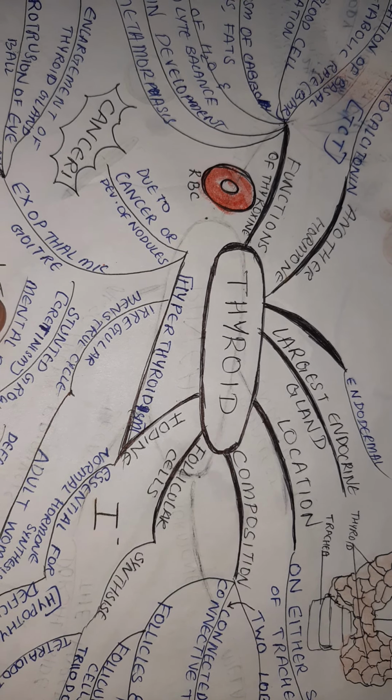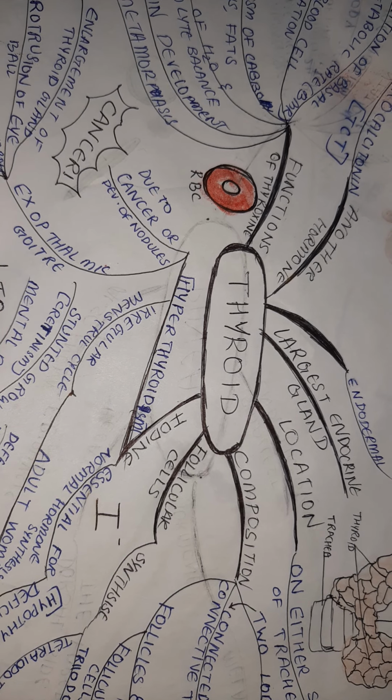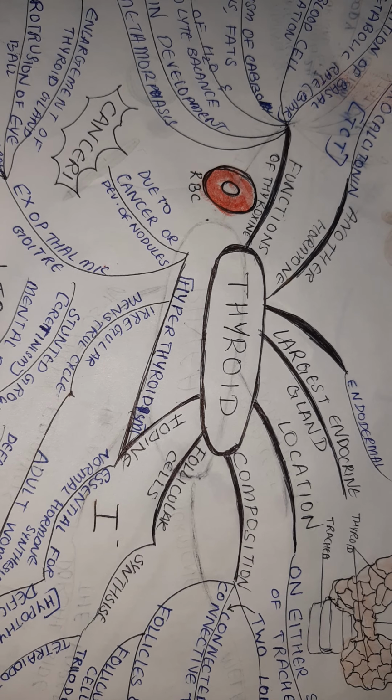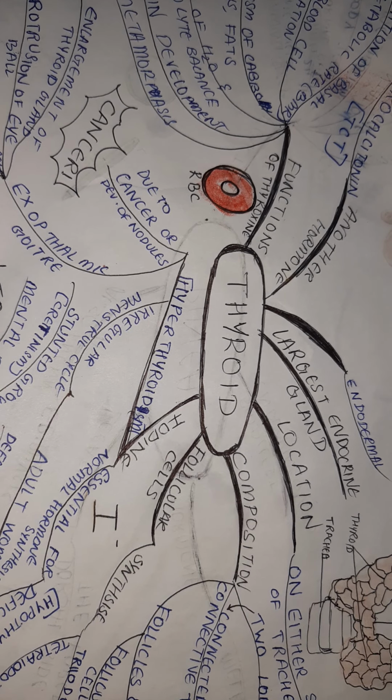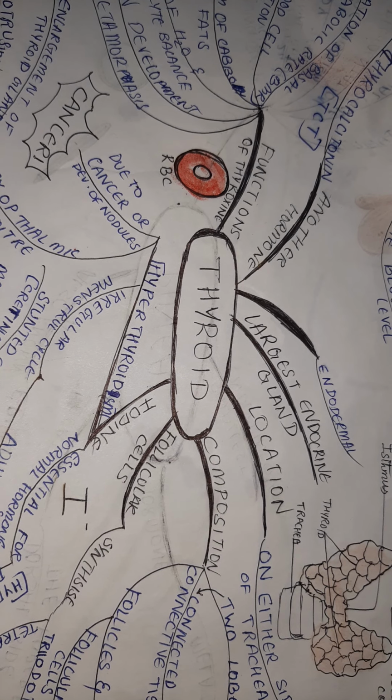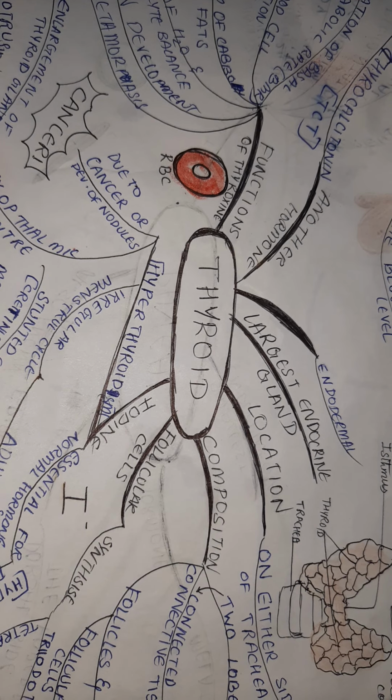In today's video, we will cover the thyroid gland. This is included in the Class 11 Biology NCERT textbook, Chapter 22, Chemical Coordination and Integration. If you haven't watched the previous videos of this chapter, do watch them first. Now let's get back to the thyroid gland.